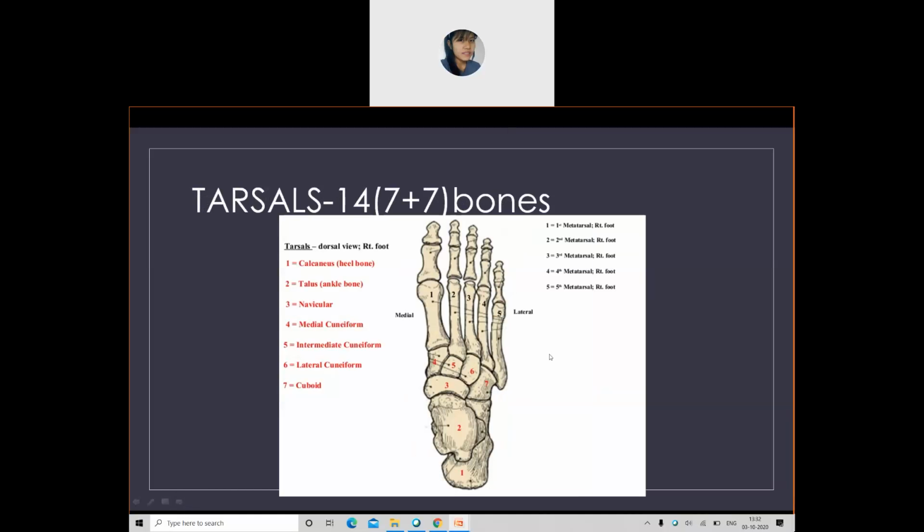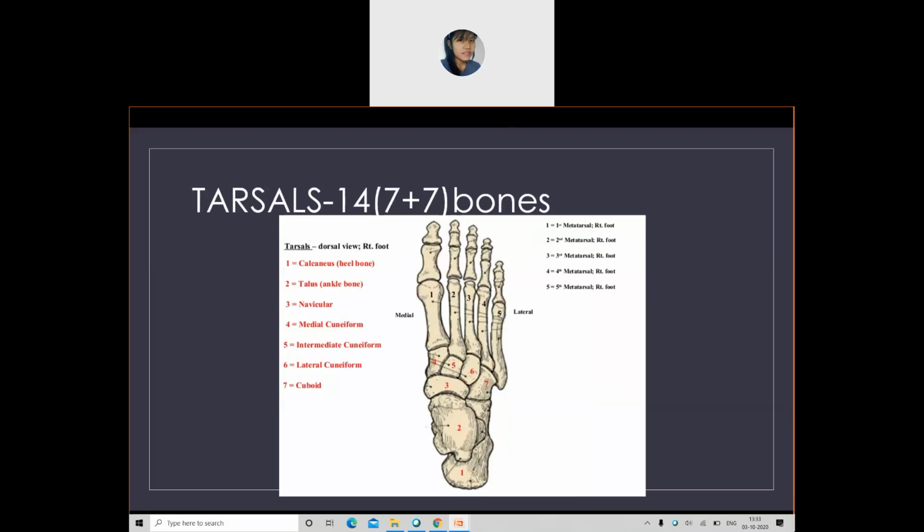Next is tarsals. Okay, so these are your tarsals which you'll get in your feet. Okay, so how many you'll be getting? 1, 2, 3, 4, 5, 6, 7. Okay, so 7 number of tarsal bones you'll get in one feet, and in the other feet also 7. So 7 plus 7, how much? 14. Okay, so 14 number of tarsal bones you'll get.